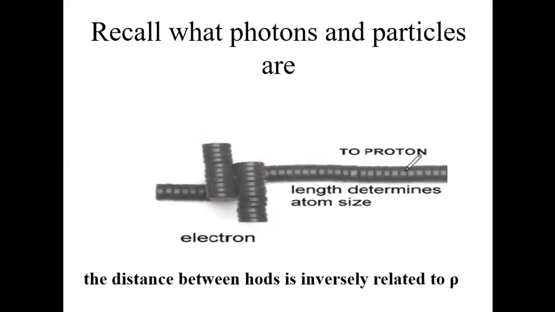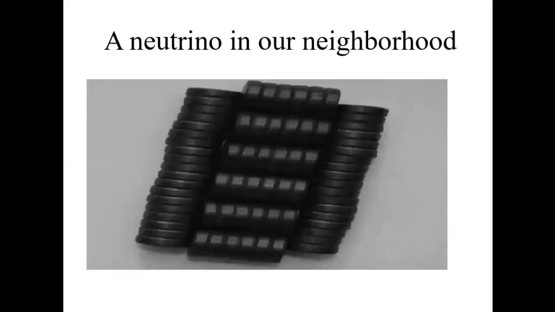You will note that there's a distance between the hods, and this distance is determined by the rho density in this area, which is determined by all matter, all sources, and all sinks in the universe. This then is a neutrino, and you'll see that you build up structures, as we covered in the first video.